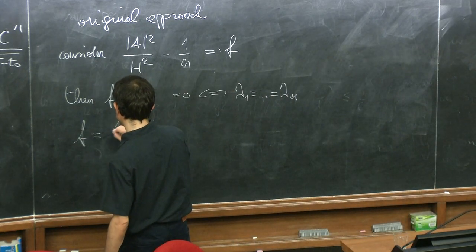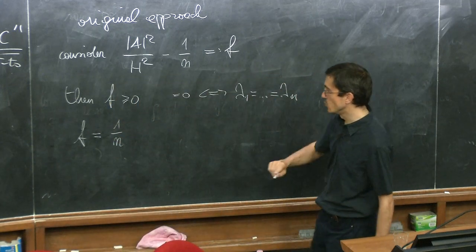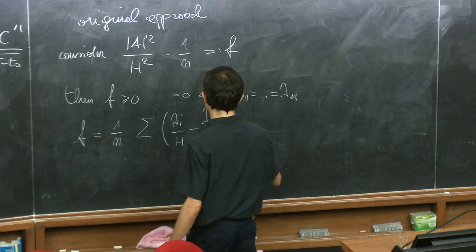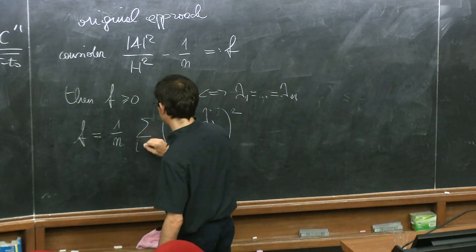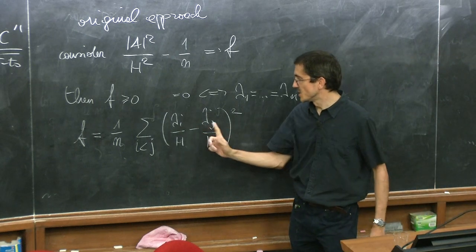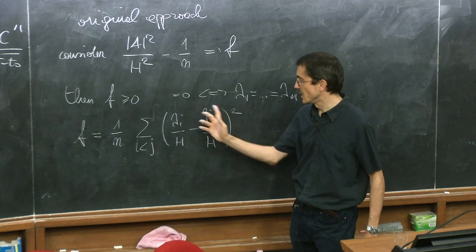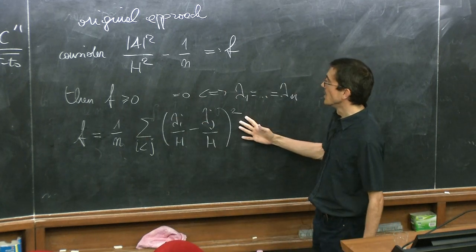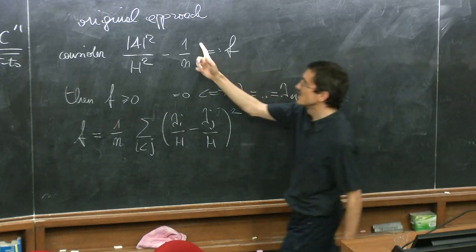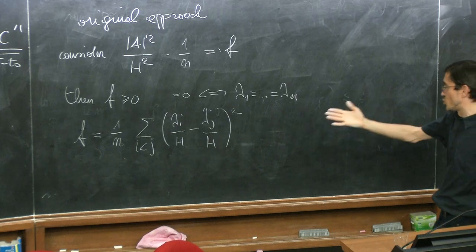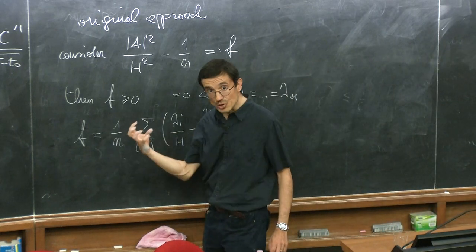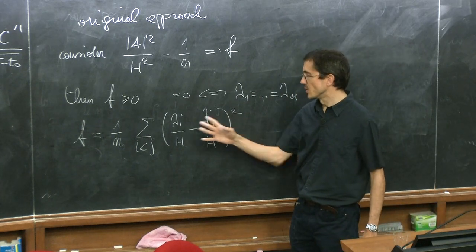One can show that F is really equal, up to a factor, to the sum of these squares, over all pairs of indices I and J. So I take all different principal curvatures, I divide them by H, and I take the square of the difference. I sum all these objects, and you can easily check by some elementary computation that you obtain this expression here, which in particular shows these properties above. So this function measures in a quantitative way how much the curvatures differ.